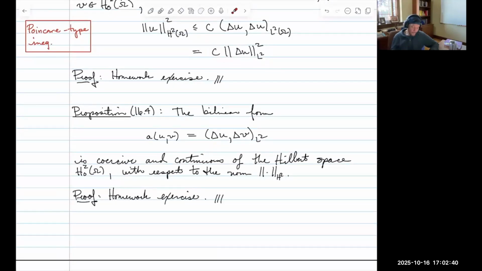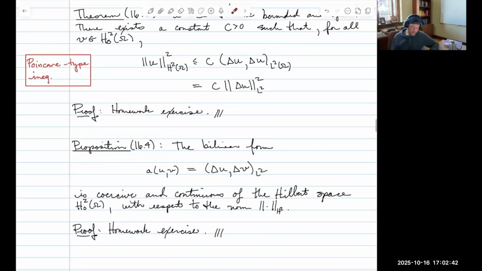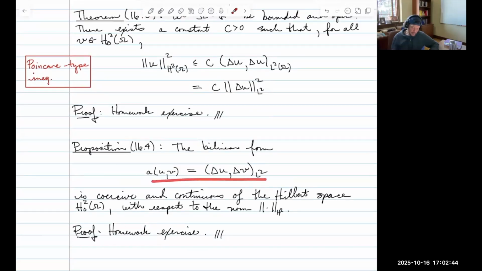The next thing we want to know is whether the bilinear form that we created is coercive and continuous on our space of interest, with respect to the only norm we know about on that space right now, the H2 norm. And the answer is yes, it's both coercive and continuous. The coercivity is actually proved from this theorem right here. What about continuity? Continuity is actually easy.